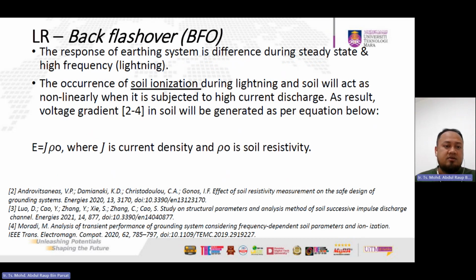And for back flashover, the response of the grounding system is different during steady state and at high frequency, or lightning. This is quite obvious: the response of the grounding system is different during the steady state, or power frequency, and during the high frequency. There is also the occurrence of soil ionization during lightning, where the soil acts as nonlinear when it is subjected to high current discharge. As a result, a voltage gradient in the soil will be generated as per the equation below: E equals J rho, where J is the current density and rho is the soil resistivity.